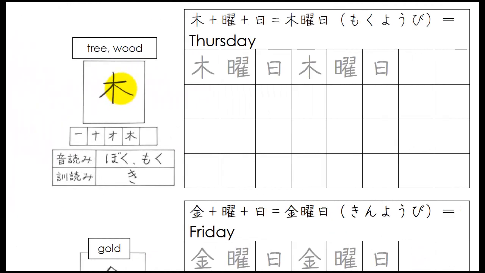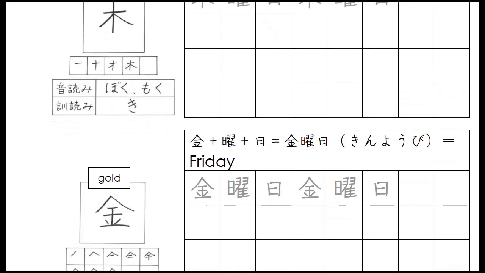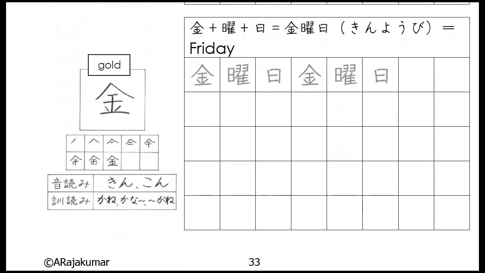When you add this character for tree, here it is up here, and it's pronounced moku when you use it in a day of the week. You get moku plus yo plus bi, which gives you moku yo bi. Moku yo bi, and that's the Japanese word for Thursday. Let's move down now, and we're looking at the Japanese word for Friday.